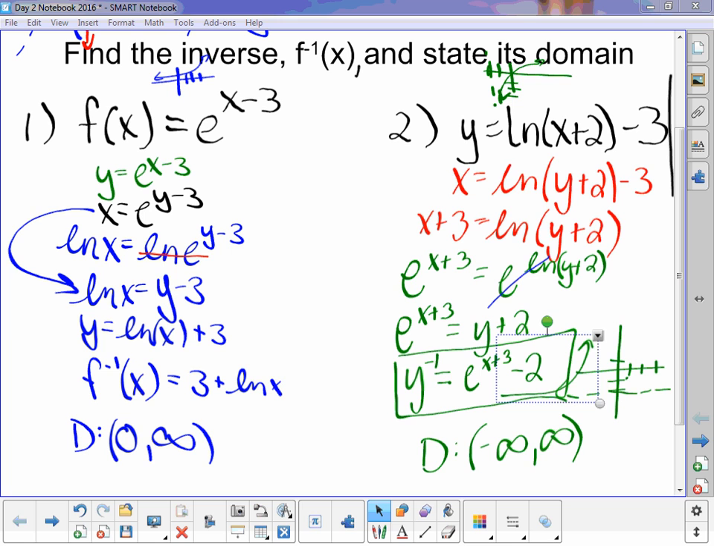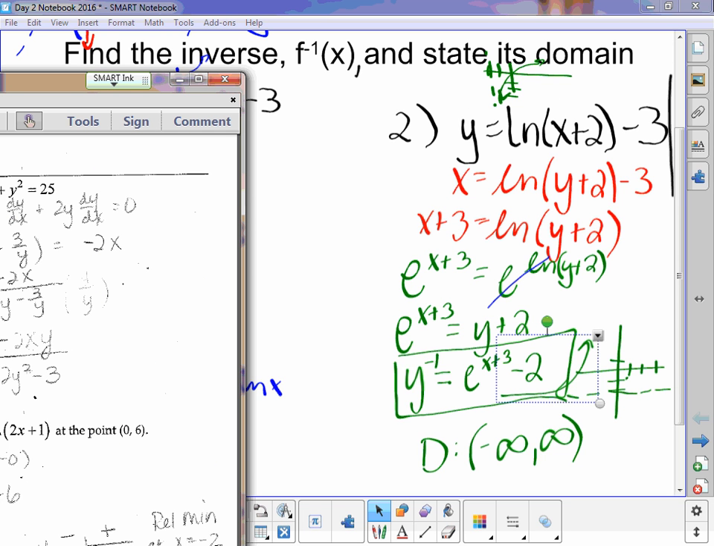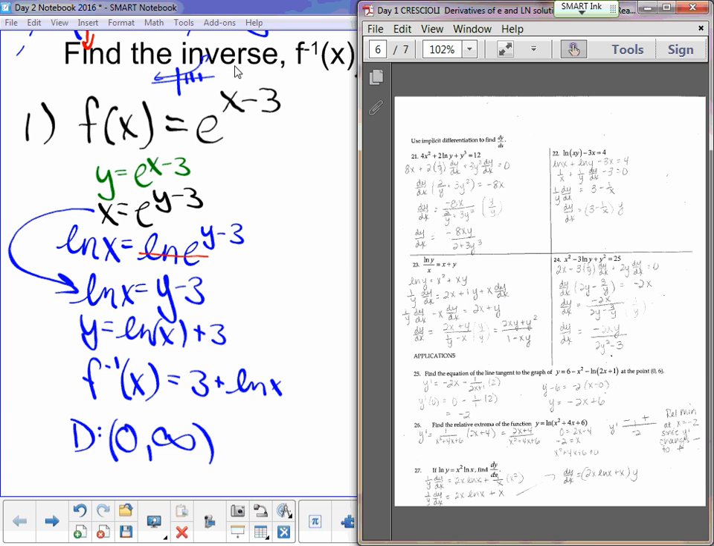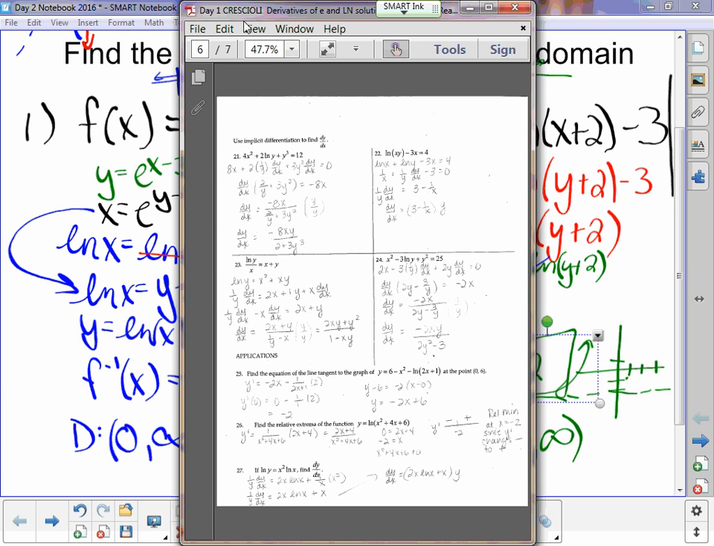Alright, give me a moment to go and bring up our answer key for that. Come on, computer, you can do it.